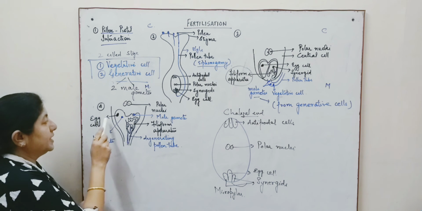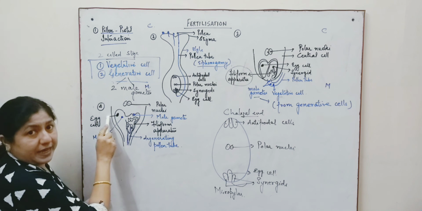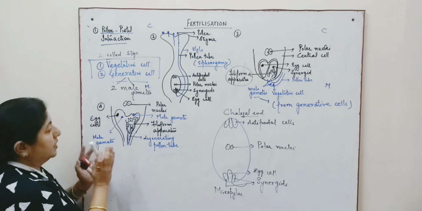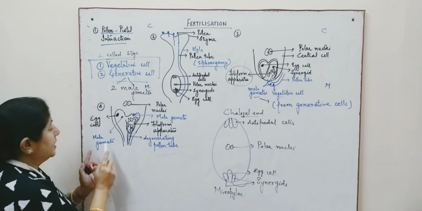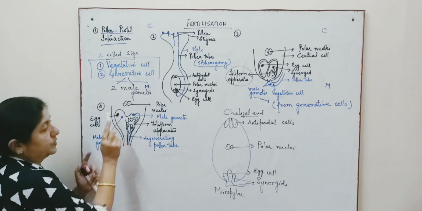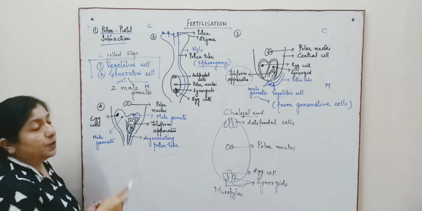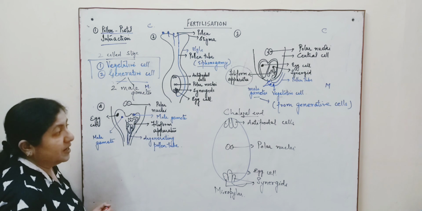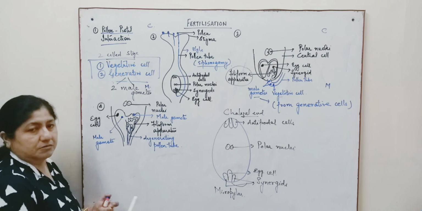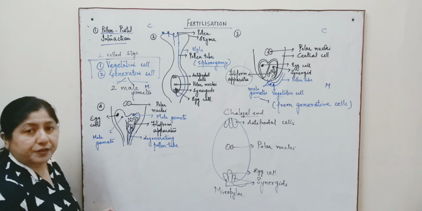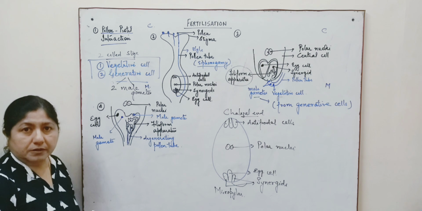Now one of the male gametes will fuse with the egg cell, which is being pushed due to the bursting of the synergid. The egg cell is pushed towards the periphery and the male gamete will fuse with it. Whereas the other male gamete will fuse with the two polar nuclei which are present in the central cell. This is the structure of the embryo sac, which gives you an idea of the location of the various cells which are present in the ovary.